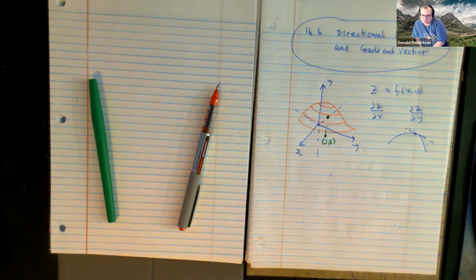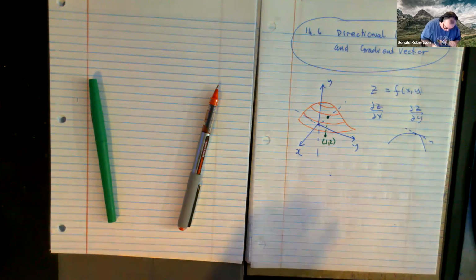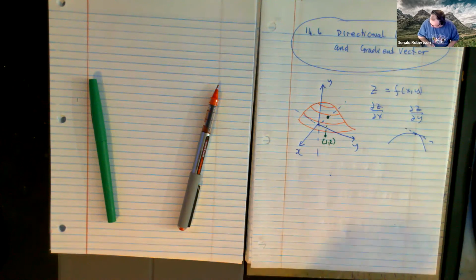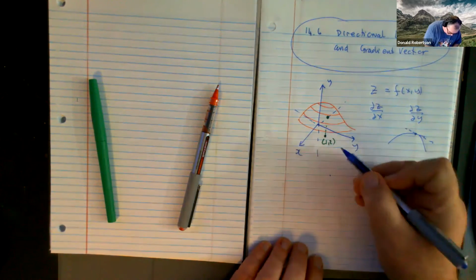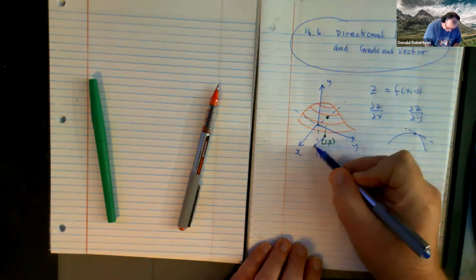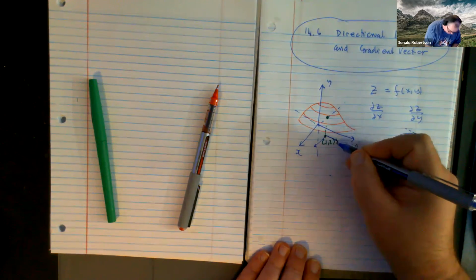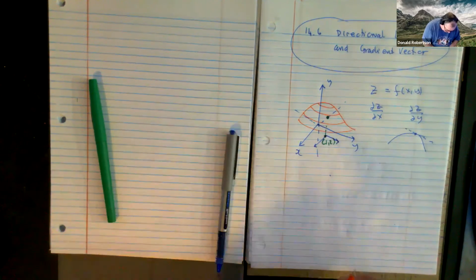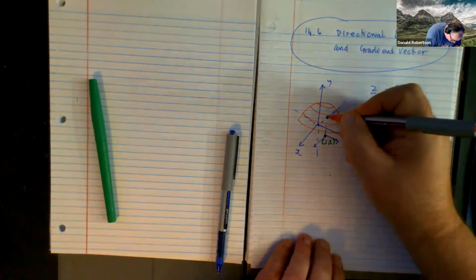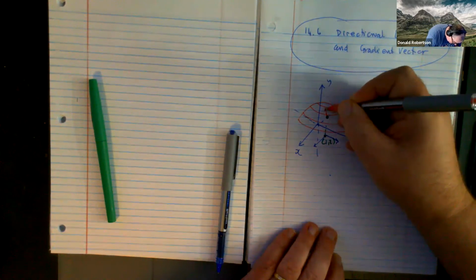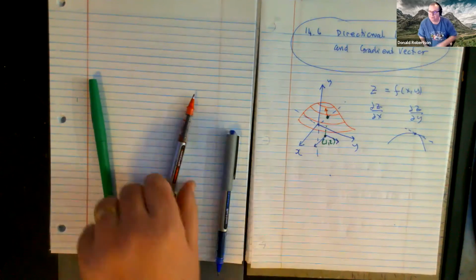Well, what a directional derivative is, is that you take this point, but you don't look at what the slope is if you cut it that way, or what the slope is if you cut it that way. What you do instead is imagine what the slope might be if you went in that direction.